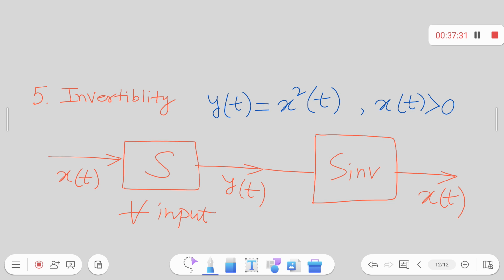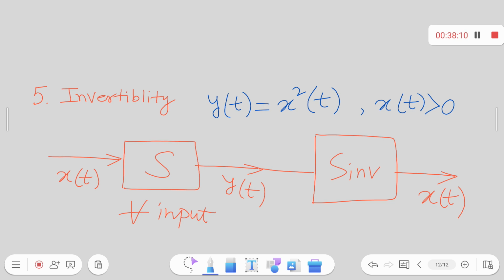Can you give me an example of an invertible system? Any invertible system. This one is not invertible. You tell me the x-y relationship. y of t is equal to x of t plus 2, or x of t plus k. y of t is equal to x of t plus k.